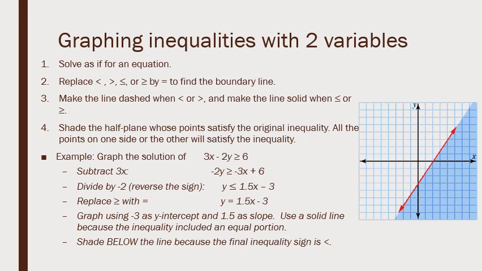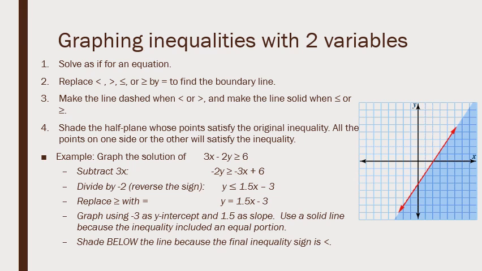I know that the line is going to pass through my coordinate plane at negative 3, because that is the y-intercept at the end of this equation. And it's going to have a slope of 1.5 or 3 over 2. So from any one point, I'm going to move up 3 spaces and over 2 spaces, put another point and draw the line.